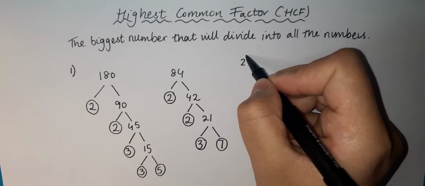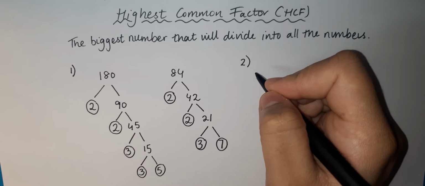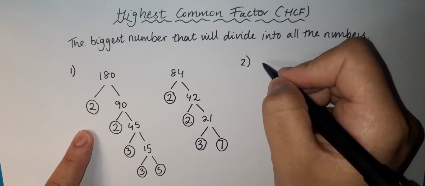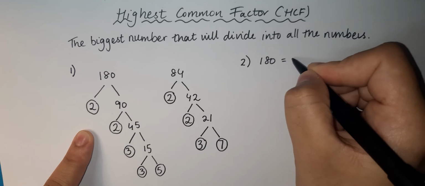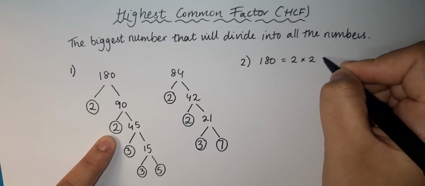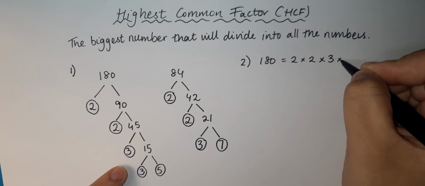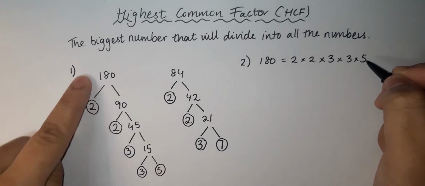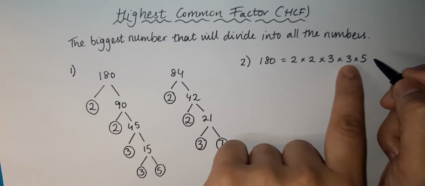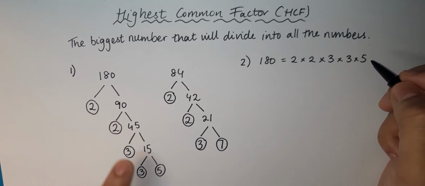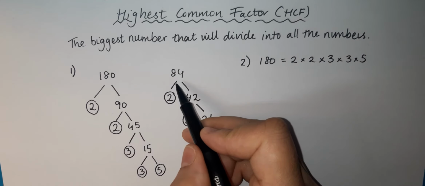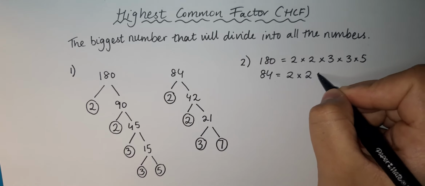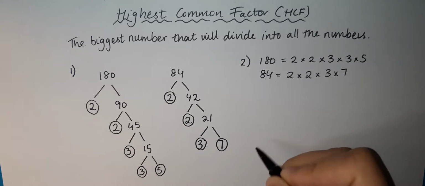Step number 2 is we write out 180 and 84 as a product of its prime factors. So 180 is equal to 2 times 2 times 3 times 3 times 5. As we can look here, we can just write it out. So the ones that we've circled is what we write out here. And then we do 84. So 84 is equal to 2 times 2 times 3 times 7.